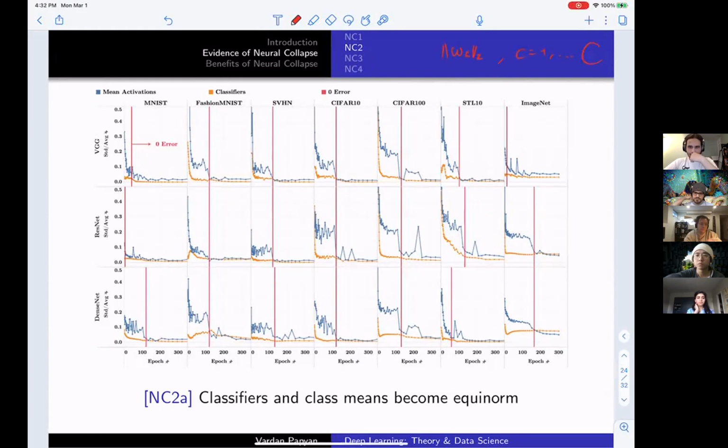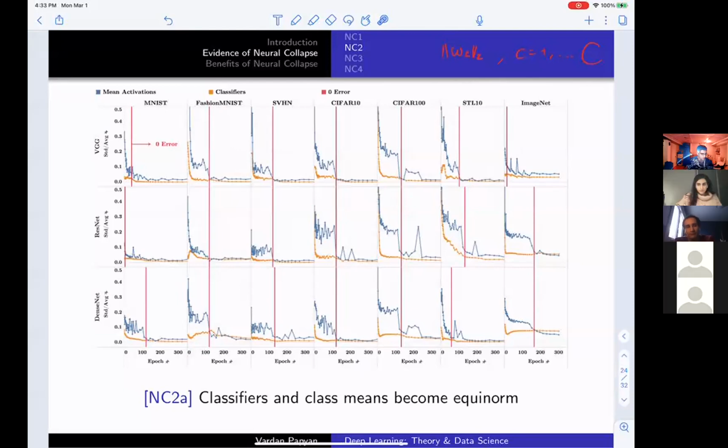So how many numbers do we have? We have capital C numbers. And imagine that you take these capital C numbers, which in the case of MNIST would be 10, and you calculate their average, sorry, their standard deviation over the average. Why would this be an interesting quantity to measure? Does anyone have any idea, thoughts?